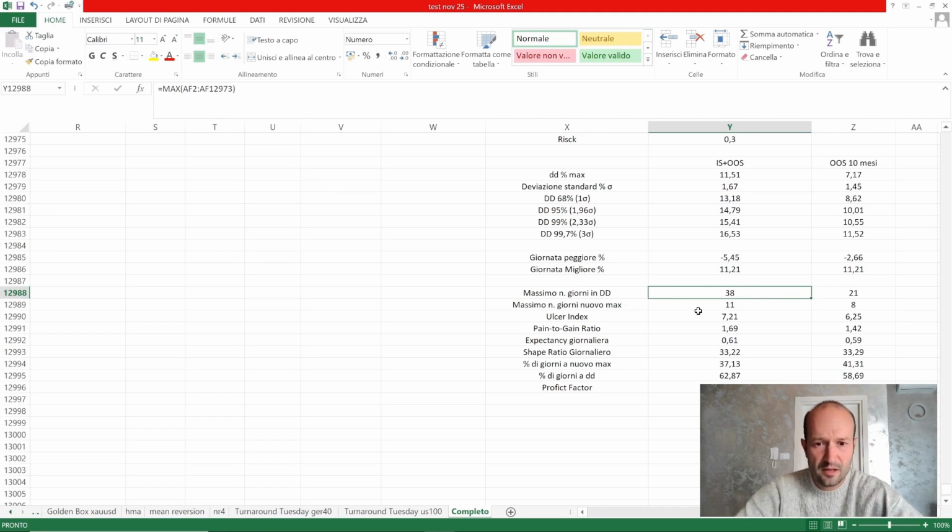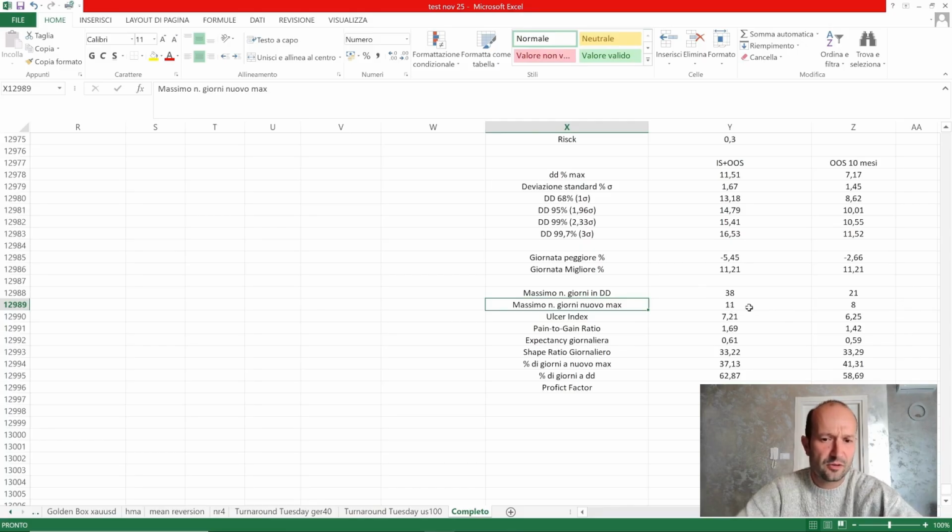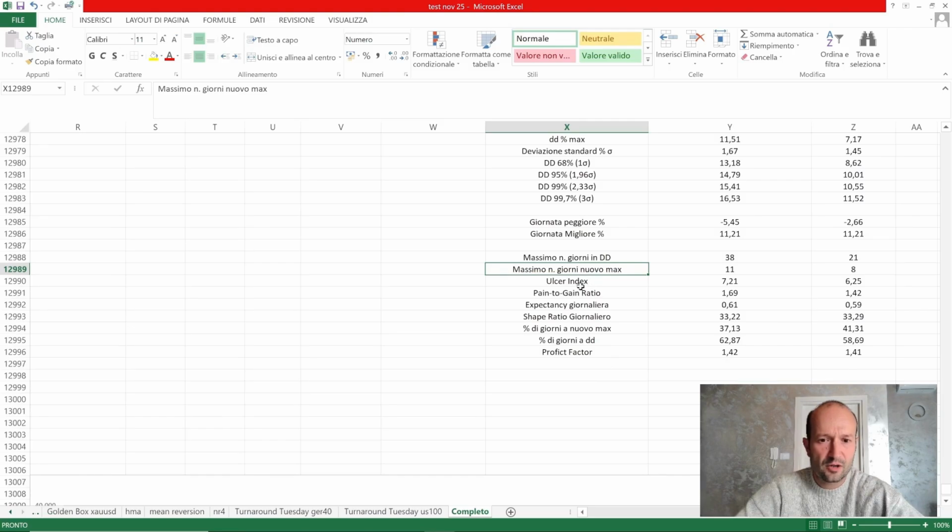But we also have another important figure, which is the maximum number of consecutive days making new highs. In this case, for 11 consecutive days, so more than 2 weeks, the system kept rising without going into drawdown even for a single day. Next, we have this Ulcer Index, which gives us an indication of how recoveries are made. The system has a good value.